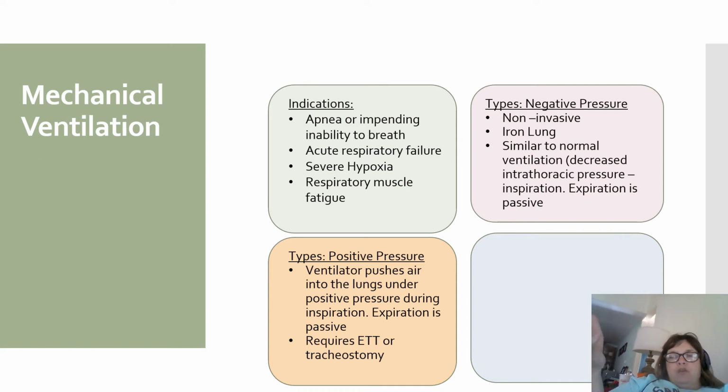There's a couple of types. There's negative pressure, which is non-invasive. It includes things like the iron lung. It's similar to normal ventilation, decreased intrathoracic pressure on inspiration, and expiration is passive. And then there's positive pressure ventilation. The ventilator pushes the air into the lungs under positive pressure, and expiration is passive. This type requires an ET tube or tracheostomy.